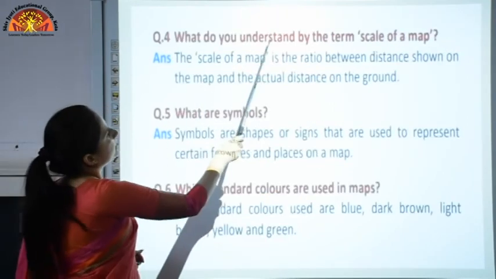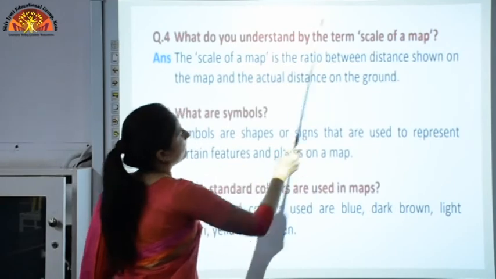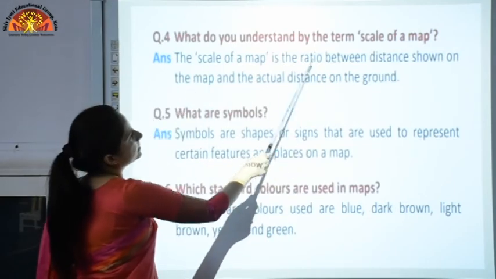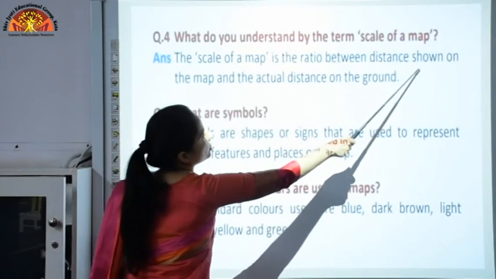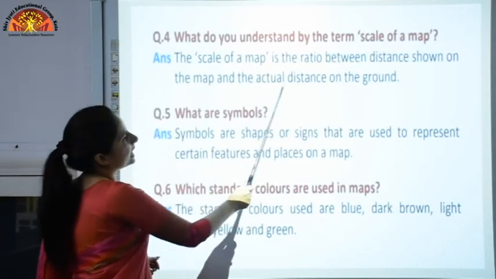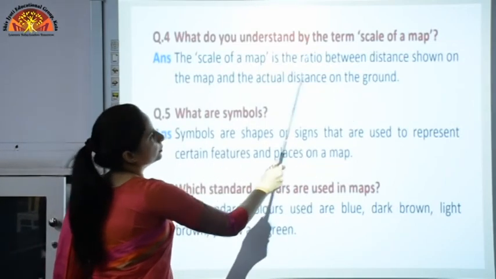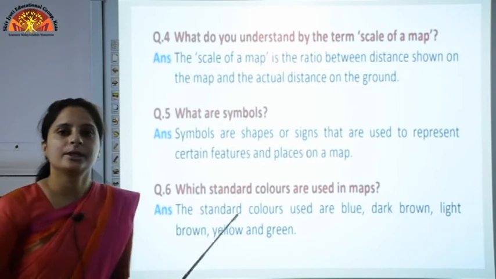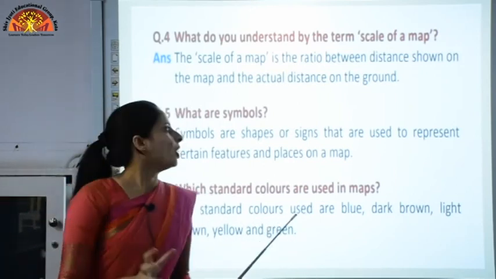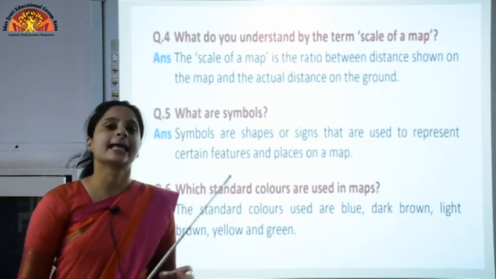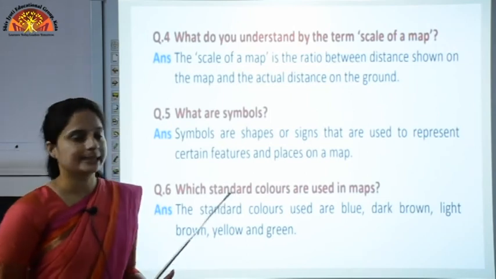Now, what do you understand by the term scale of a map? The scale of a map is the ratio between distance shown on the map and the actual distance on the ground. You cannot show the actual distance between two places on a map. Therefore, we use a scale in a map to show the distances.